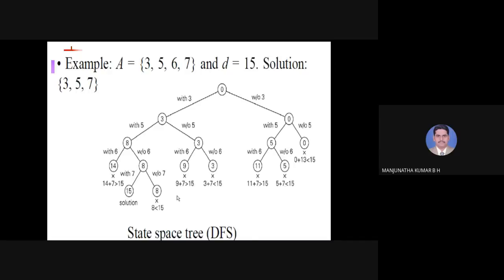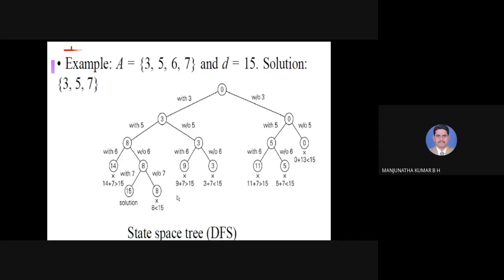Whenever you reach a non-promising path or a dead end, backtrack and change your decision. What was the decision taken in the previous step? With 6, I had included 6 in the subset. Now change the decision. What is the available decision now? With 6 is over. Now the next decision is without 6. If you're not including 6 in the subset, then the sum remains as 8 only. Now take the next element. 8 plus 7, oh, 15. 15 is equal to d. Yes. Now this is the solution to the given problem.